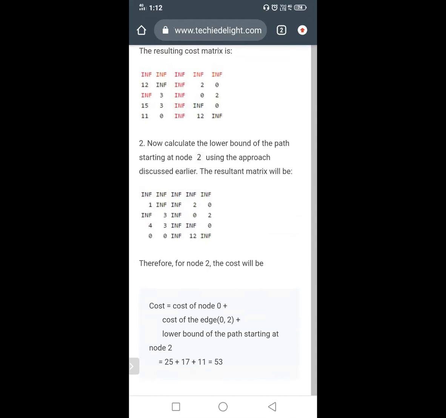So the cost of node 0 is okay. Then for the edge 0 to 2, what is the cost in the matrix? We write it there. Then what is the lower bound of the path? You just calculate each row minimum value and each column minimum value, sum them, and write the result here. So in this example, the value is this one. Total cost is 53. Okay.